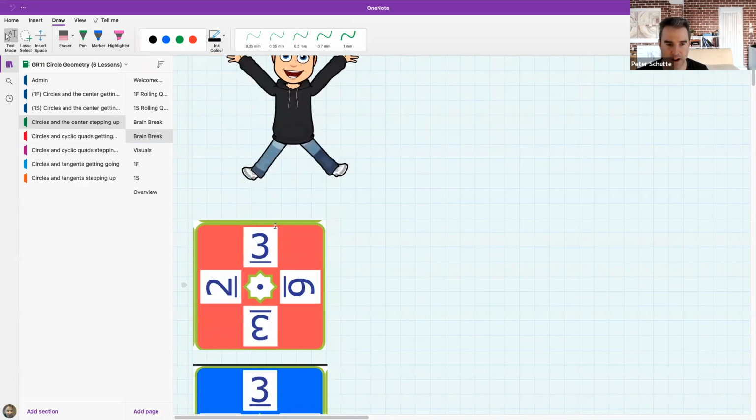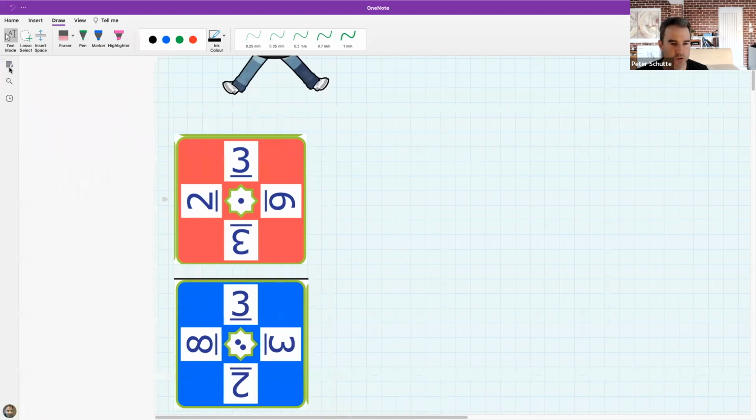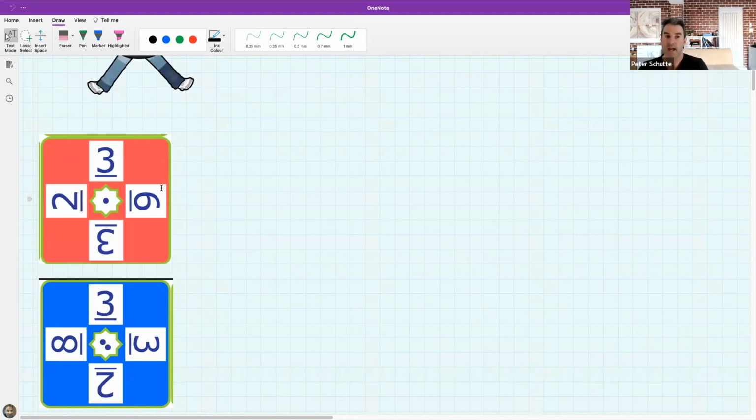So, second part of my brain break. I want you to try and make 24 using these 4 numbers. You have to use each number once, and you may only use plus, minus, times, and divide.